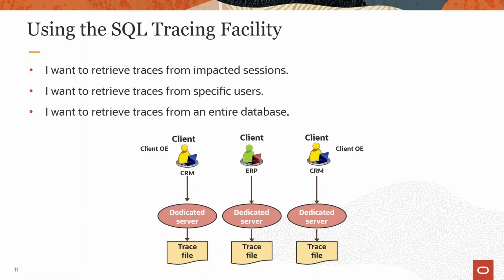All the trace file information for that session can be seen from the trace file belonging to the dedicated server serving it. So if you are working in a dedicated server model and you have this client OE that makes a connection to the instance, it will get its own dedicated server process. Whenever that client launches a workload, it's going to launch specific SQL statements, and those SQL statements are going to be executed by the dedicated server process for that client.